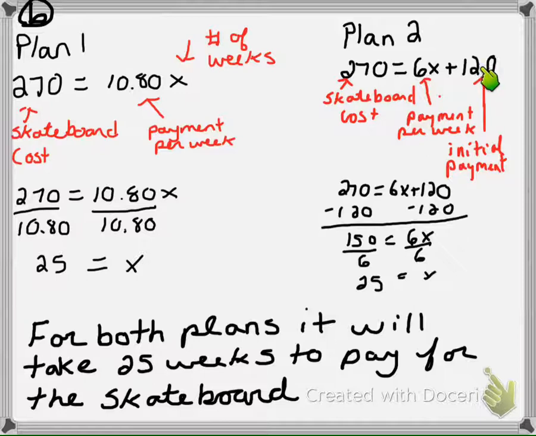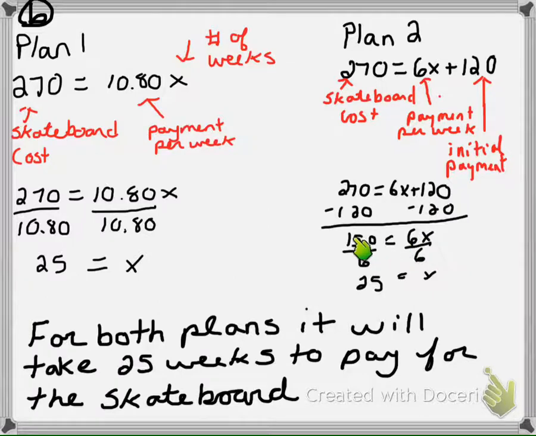This time, this is a two-step equation, so I have to get rid of the addition first. The way to get rid of 120 is to subtract 120 on both sides. 120 minus 120 is 0. When you take away the 120 on both sides, 270 minus 120 is 150, and 6x plus 120 minus 120 is equal to 6x.